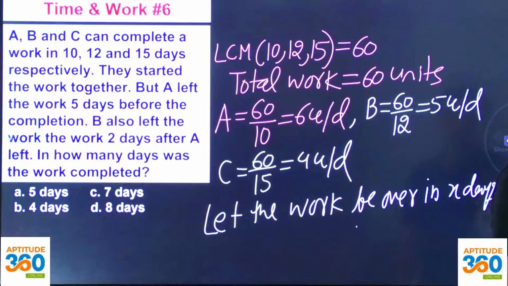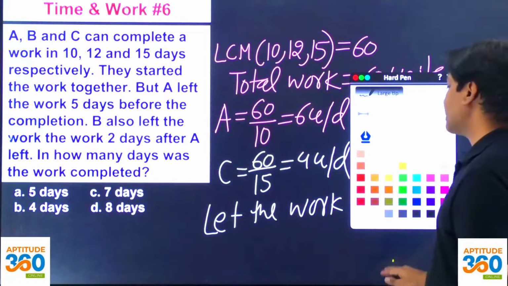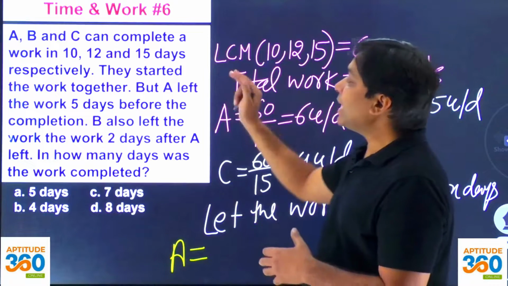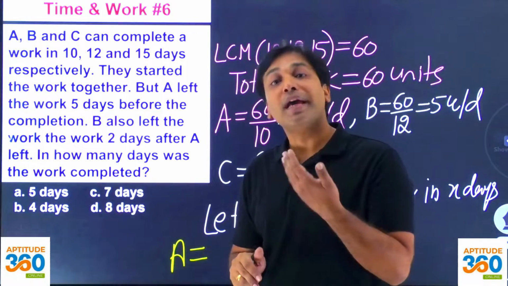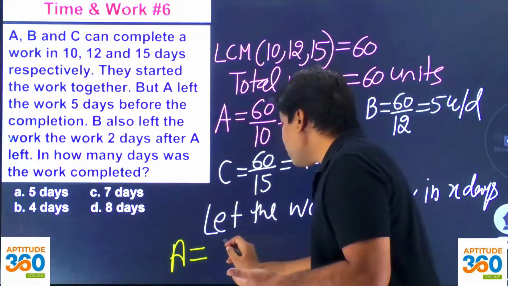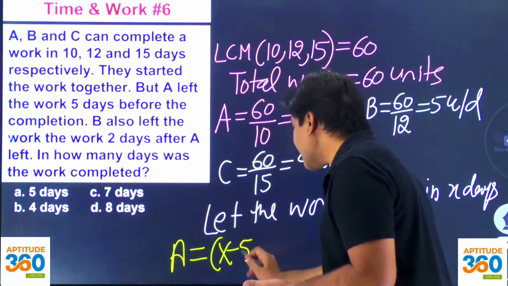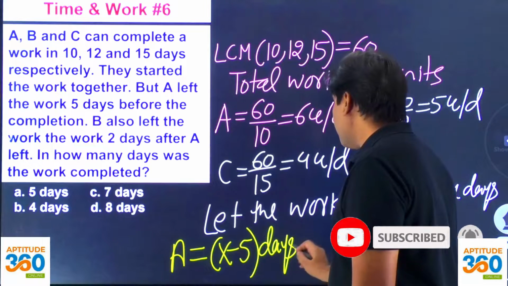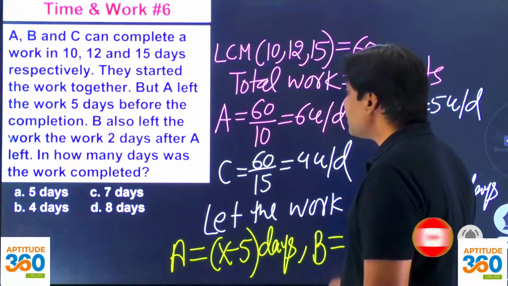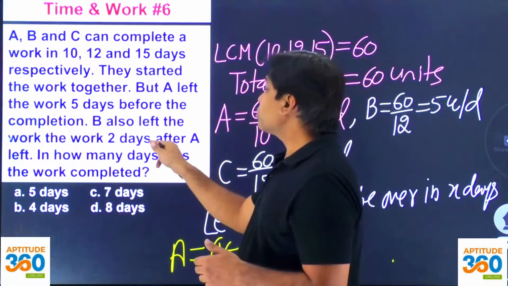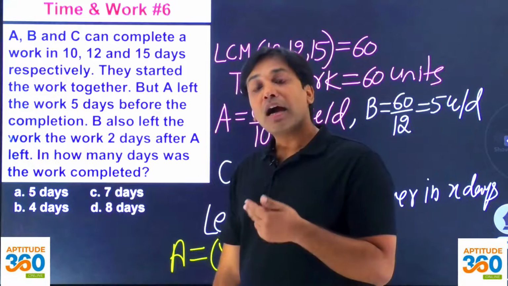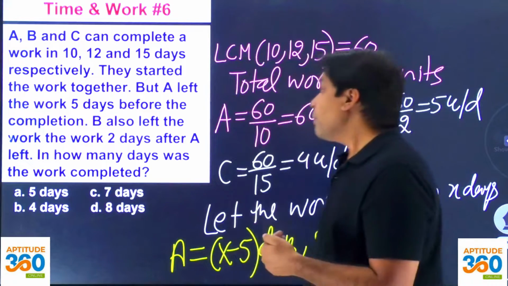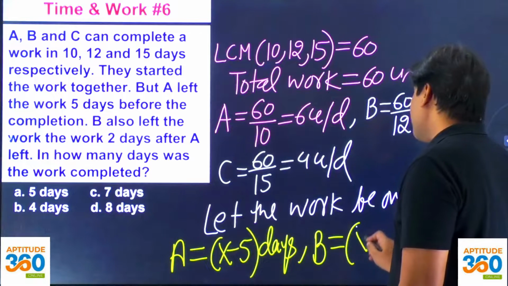अब हमारे को ये पता करना है कि कौन कितने दिन काम कर रहा है, isn't it? So A is going to be working for how many days? Problem says that A left the work 5 days prior to the completion. तो अगर काम हुआ x days में, तो A ने कितना काम किया? A ने काम किया x minus 5 days तक. Would you be able to find out for how many days B is working? Problem says that B also left the work 2 days after A left. So B is going to be working for x minus 3 days.